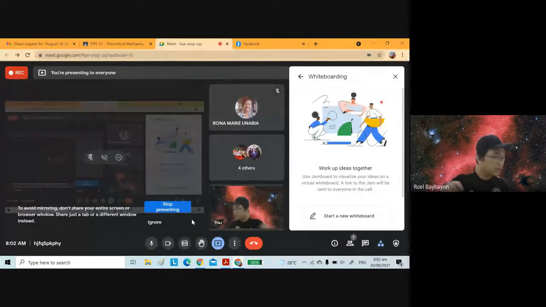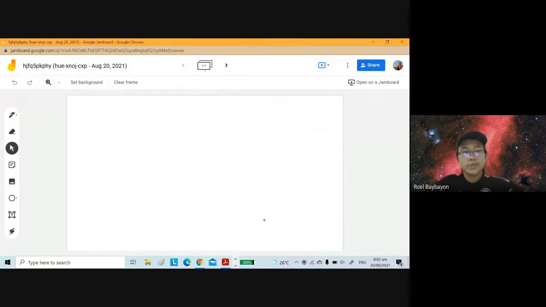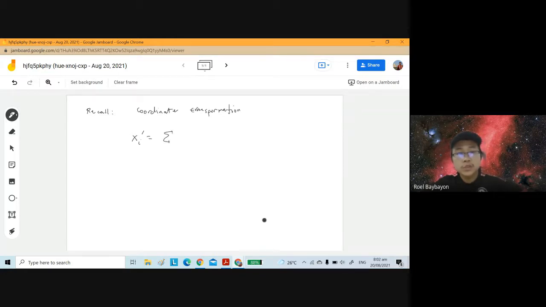Okay. So last time we derived this coordinate transformation. So we derived these coordinate transformations and its inverse transformation, right? So we have coordinate transformation. We know this one. The xi prime is equal to the summation of the direction cosine lambda ij xj.